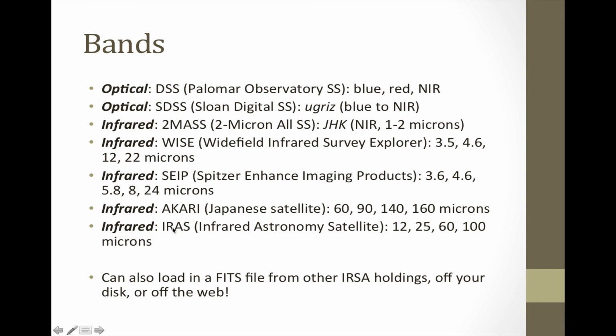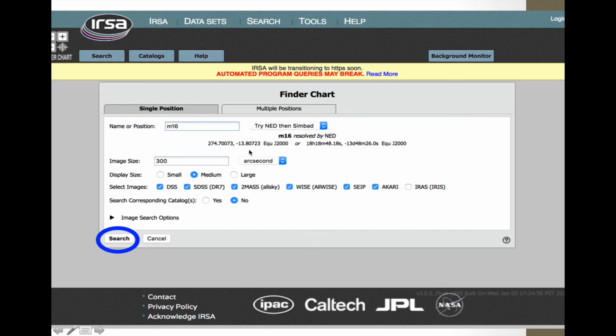And then there's IRAS, the Infrared Astronomy Satellite, which is this really old workhorse of a satellite from the 1980s, which was the first all-sky survey, the one with the giant pixels I was showing you earlier. That's at 12, 25, 60, and 100 microns. You can also load a FITS file from any place else at IRSA, off your own computer disk, or off anywhere on the web. Then when you put in what you want, then you search.